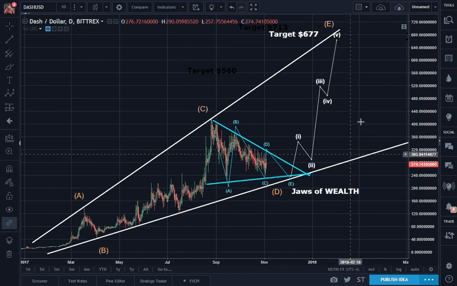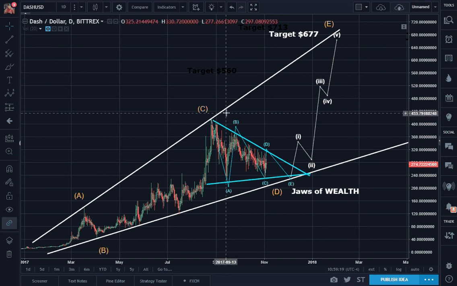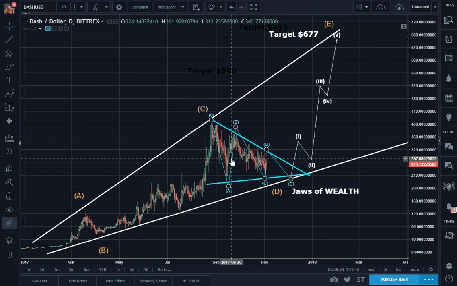Now, back to here, 677 target for Dash. I like Dash. I think they were the first ones to start the masternodes, and that's a very cool system. Awesome to have.